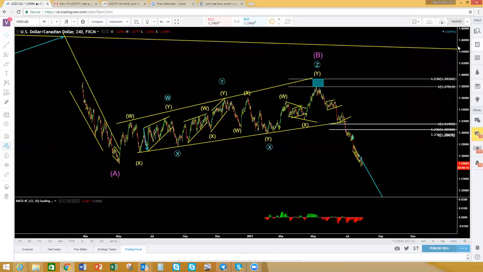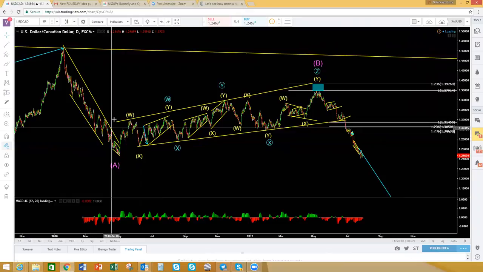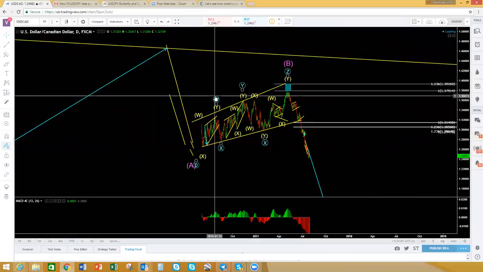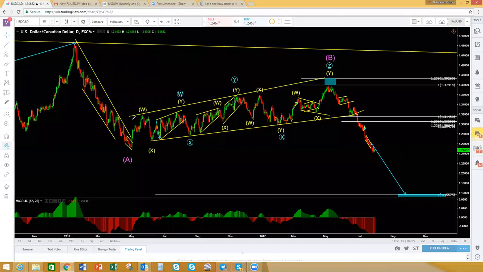I'm going to go to the daily chart. I'm not going to go all the way to the weekly, just load the daily chart. Alright, so let's load it up. Just look at what I was saying earlier, if you want to understand the Elliott Wave theory, usually Elliott's research. So look at this.